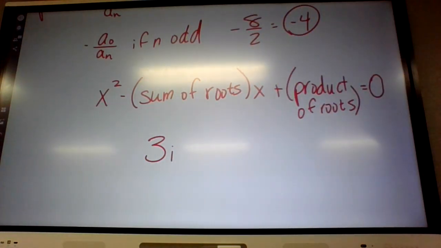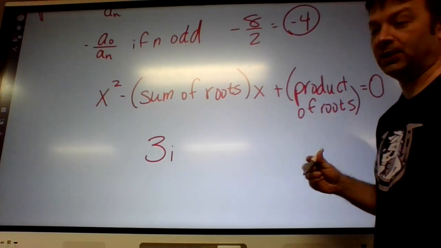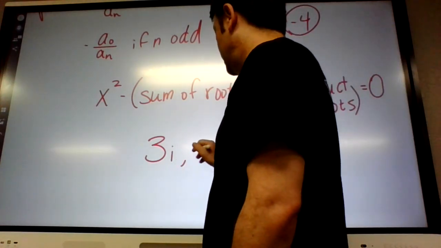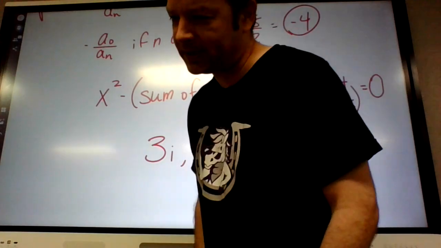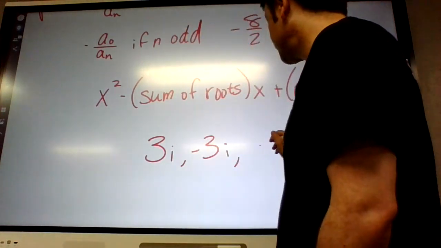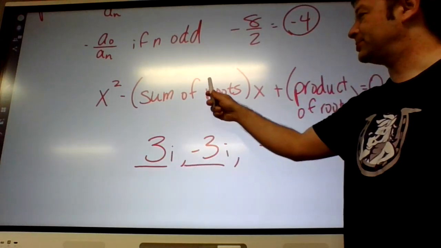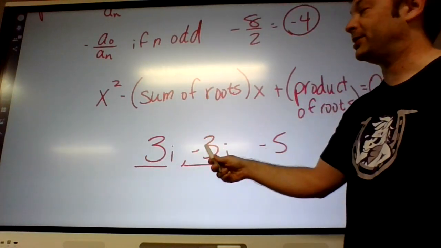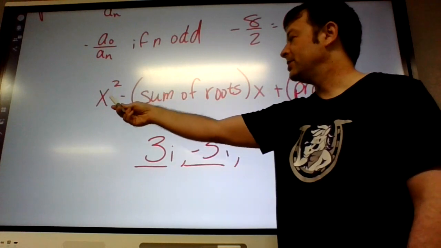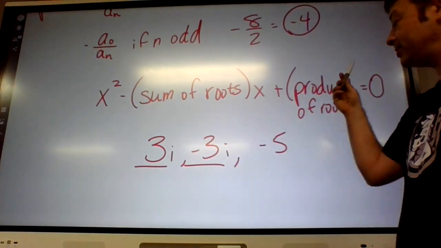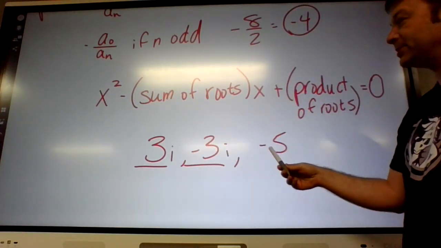If 3i is a root, what else has to be a root? -3i. And they also told us that -5 is a root. So what I'm going to do is with these two roots, this is enough to make a quadratic equation, right? 2 roots, quadratic. So I'm going to use this to make a quadratic equation, and then I'm going to add on this factor.